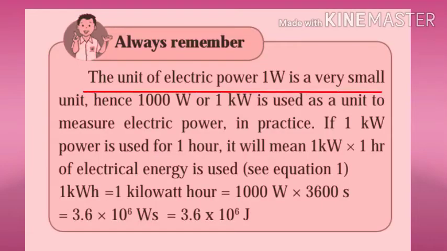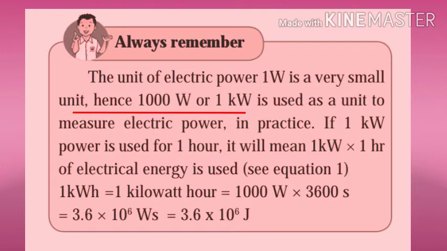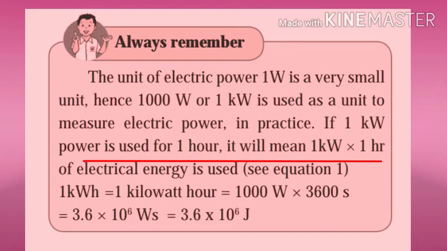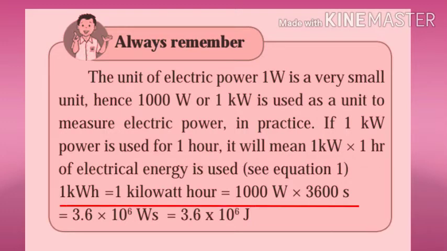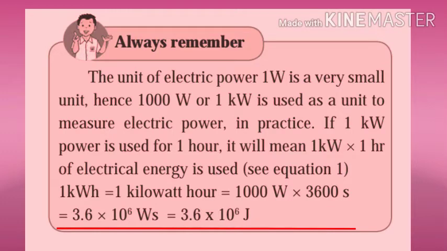The unit of electrical power is 1 watt, but it is very small to use in daily life. Therefore, 1000 watt or 1 kilowatt is used as a unit to measure electric power. If 1 kilowatt power is used for 1 hour, then the electrical energy used will be 1 kilowatt hour, that is equal to 3.6 into 10 raised to 6 joule.